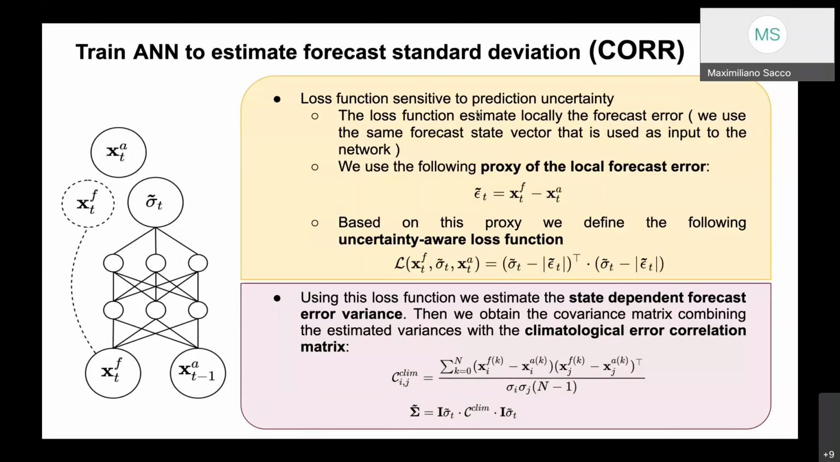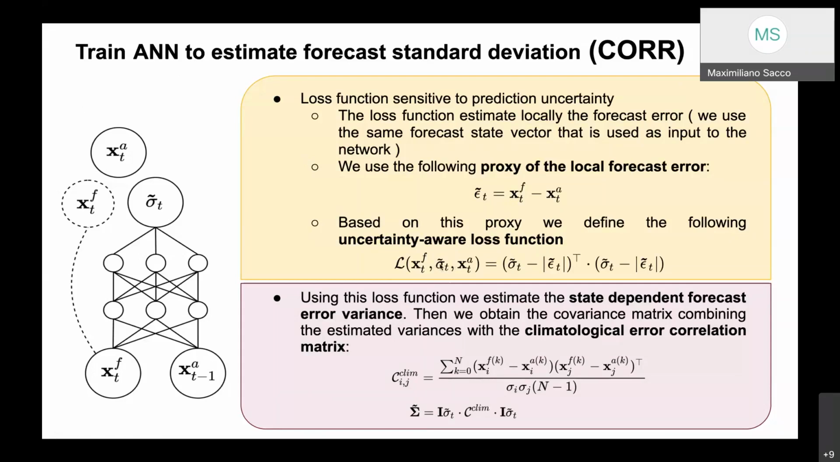To train the network, for every sample in the training set, we calculate an online proxy of the error by comparing the forecast with the analysis. This is the proxy. And then we use this proxy to build up the loss function that we use to train the network. This is the equation, the loss function we use.